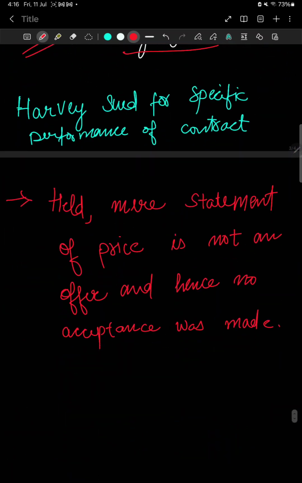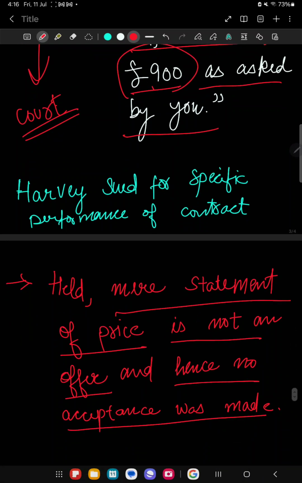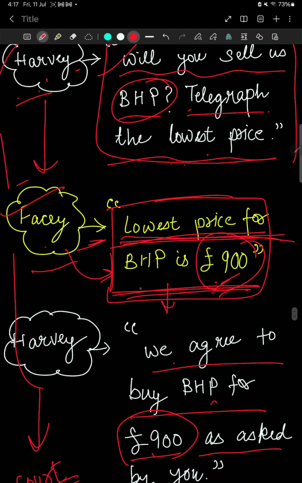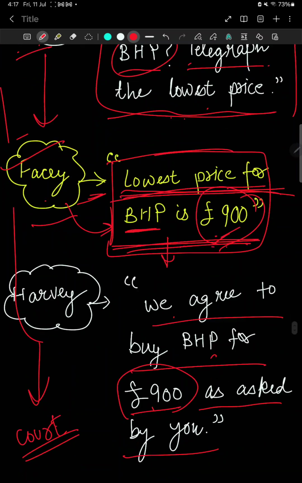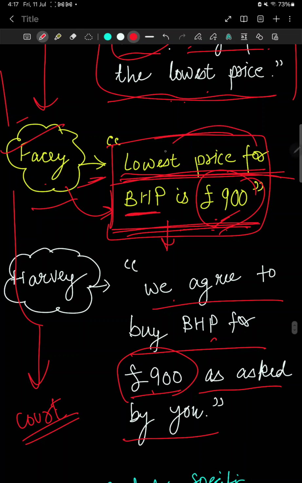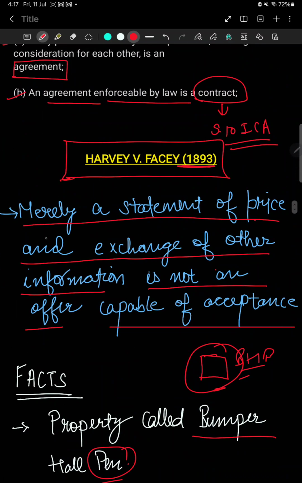And this is what was held in this case. Mere statement of price is not an offer, and hence no acceptance was made. There was only the communication regarding the lowest price for the property, and it cannot be said to have been an offer. And since this was not an offer, this cannot be a valid acceptance. Without an offer, there cannot be an acceptance, right? This is what we wrote here. Merely a statement of price and exchange of other information is not an offer capable of acceptance.